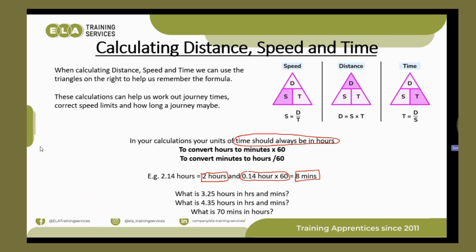So some calculations to now have a go at. What is 3.25 hours in hours and minutes? And what is 4.35 hours in hours and minutes? And what is 70 minutes in hours? So give yourself a few minutes to have a go at those. A key point to remember as well is that the number before the decimal is the amount of full hours that you've got.